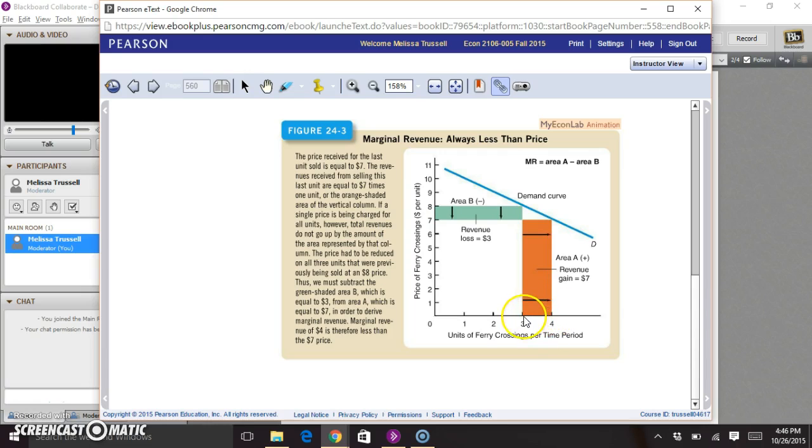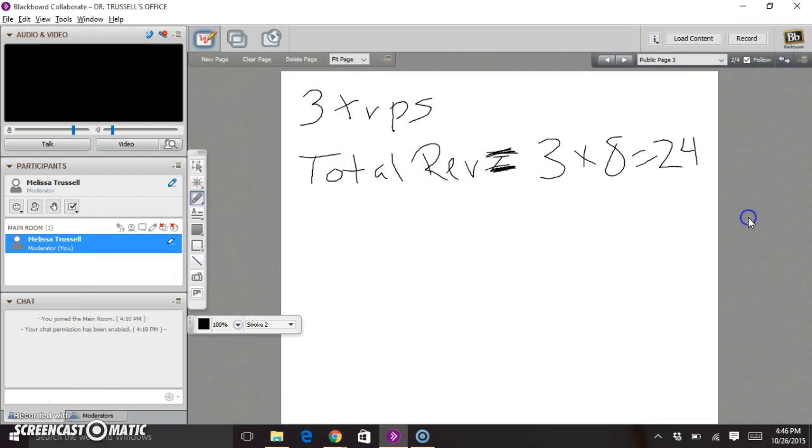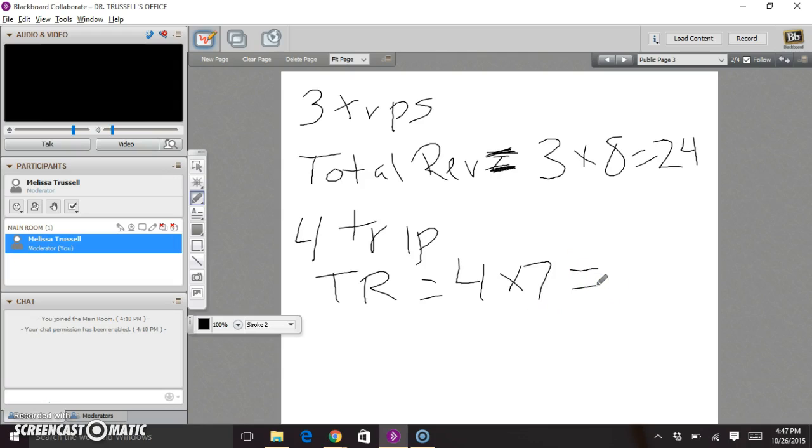So if you want to go 3 times, your price per trip is 8. Now that I've decided I want to go 4 times, my price per trip has to be 7 based on the demand curve. So now, what's my revenue? Now my revenue is those 4 trips times $7, right? Because I'll make $7 per trip, and I'll take 4 trips. So now my revenue, if I take 4 trips, my total revenue, TR, equals 4 times 7, which is $28.